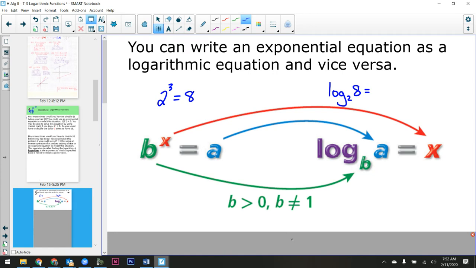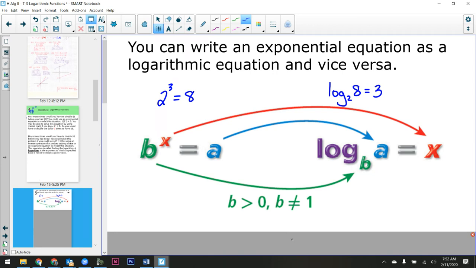What I'm saying here is, if I was not given 2 to the third is equal to 8, and I asked you what this was equal to, what you're looking for is what power do I raise 2 to, to get 8? That's what I'm really asking you here. What is the exponent on 2 to get 8? 3. Log base 2 of 8 is equal to 3. It's equal to the exponent.